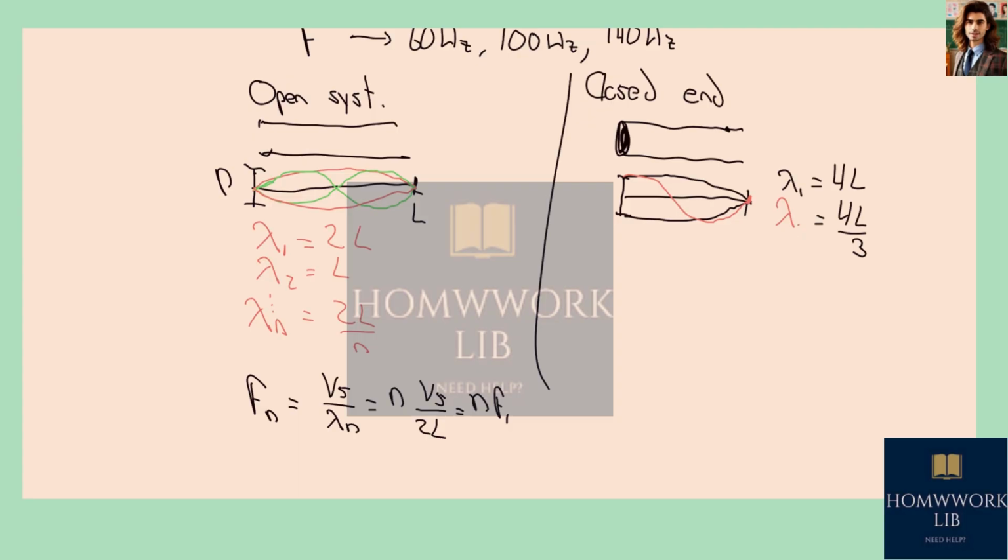The value for lambda would be lambda 3. So n can be only odd in the closed system, and the frequency is going to be equal to velocity of sound divided by lambda n, which is going to be n times velocity of sound divided by 4 times L. But n can only be odd. This is the very important fact that we need to take into account when we are dealing with a one closed end. Again, this is equal to n times the fundamental frequency, right?